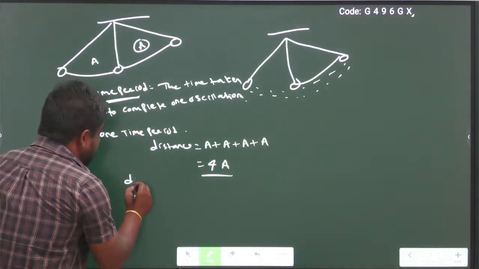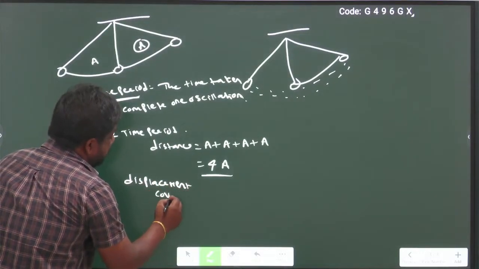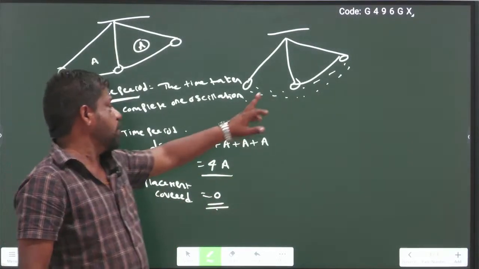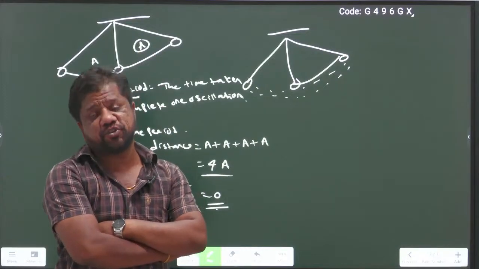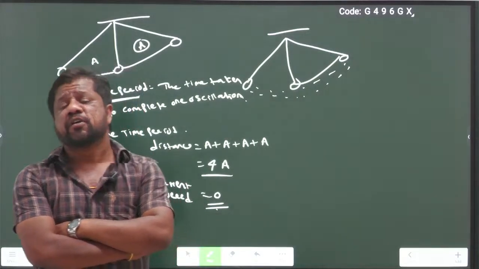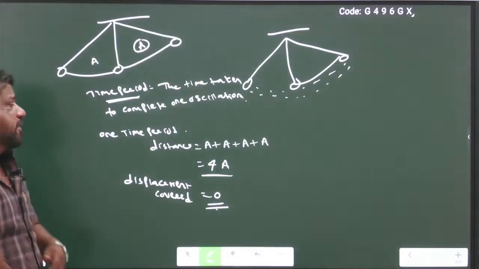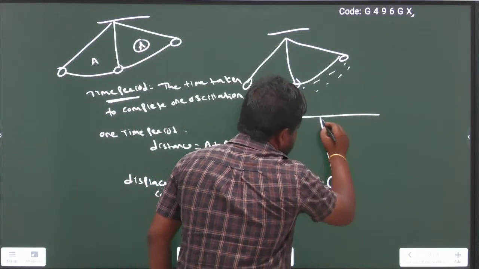4A. Similarly, sometimes they will ask, what is the displacement covered? It will surely be 0. Why? Because at the end of one oscillation or one time period, it is again at the mean position. So there is no change in position, so the displacement is 0. You need to appreciate this carefully. Please remember everybody, this is the most important questioning area, which I will explain to you.